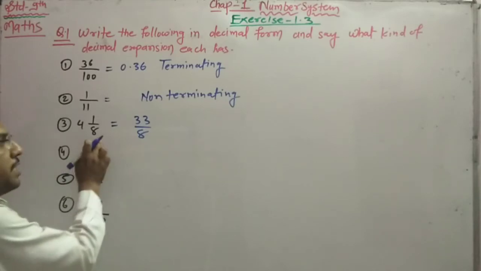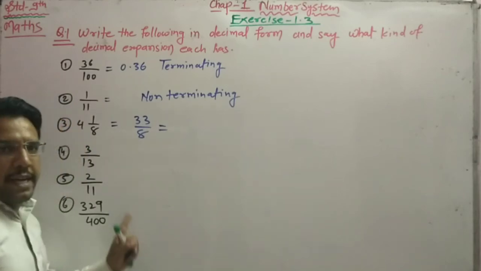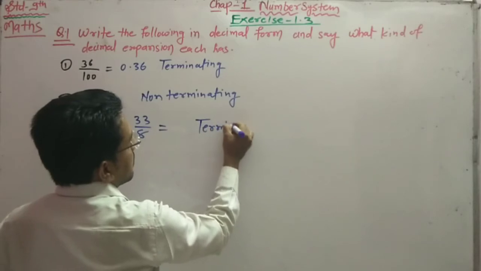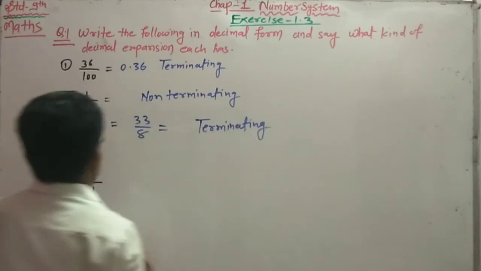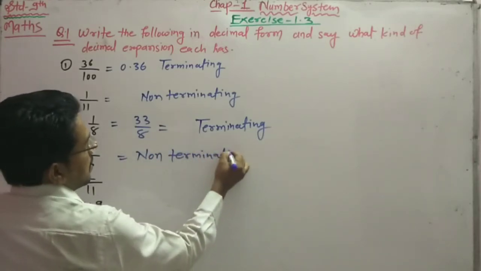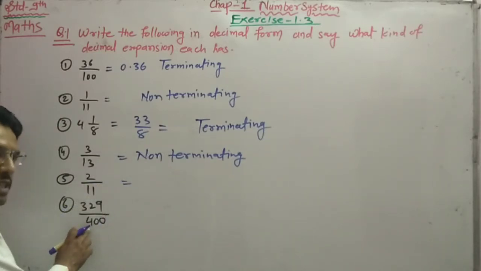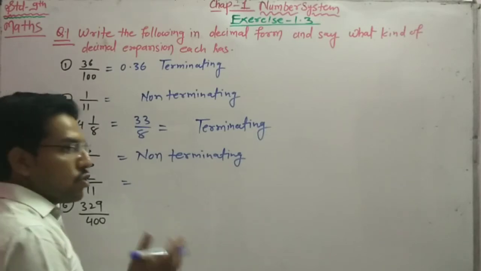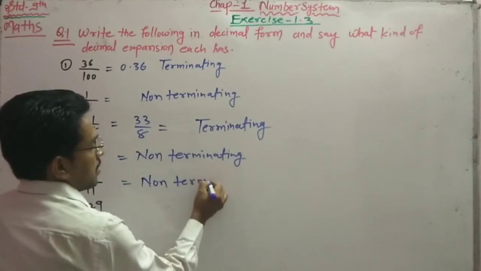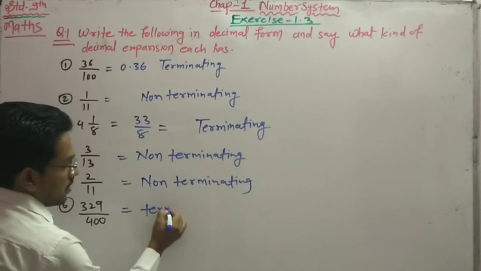Again I am explaining: 8 fours are 32, 32 plus 1 is 33. So in the denominator 8 is given, it means it will be converted into a terminating decimal expansion. Here 13 is given, so easily non-terminating. This will be non-terminating because 11 is given. 4 is given, so 4 is multiplied by 25, so that will convert it into terminating.